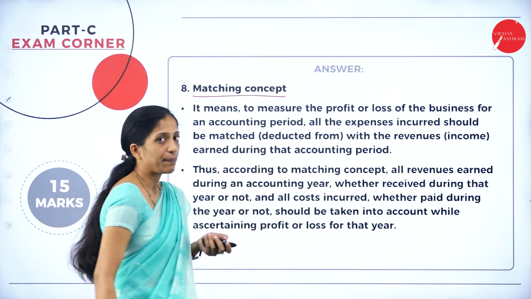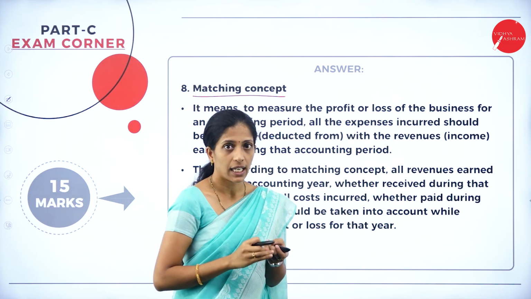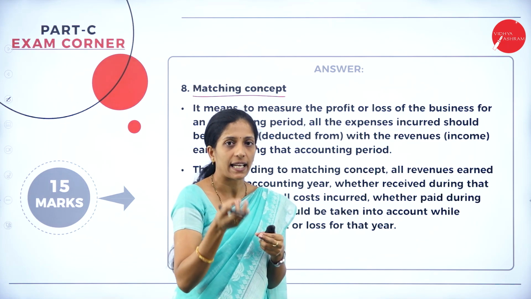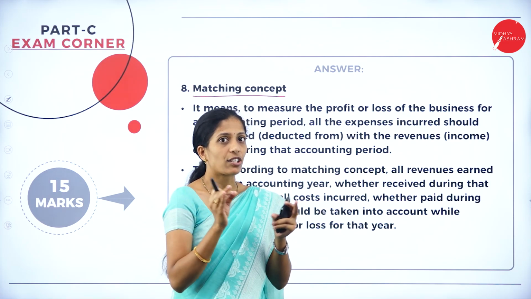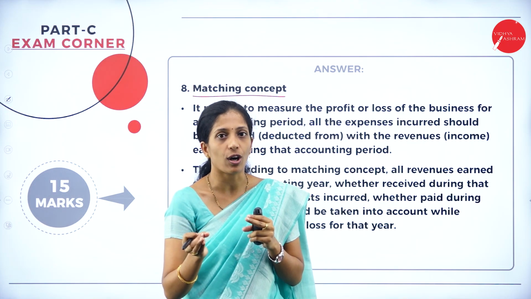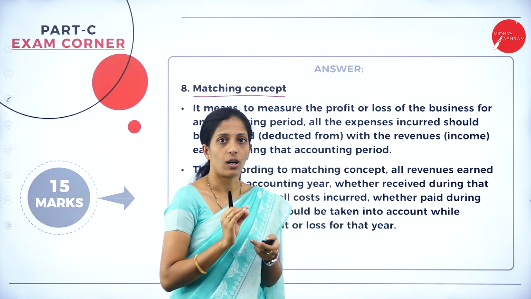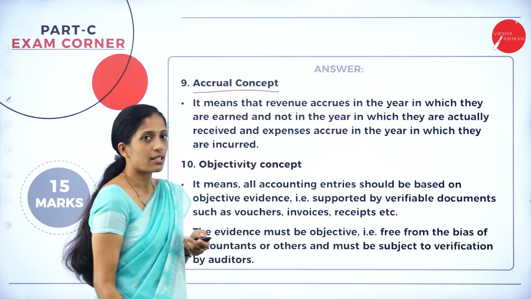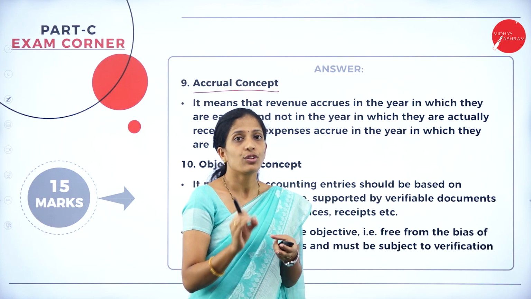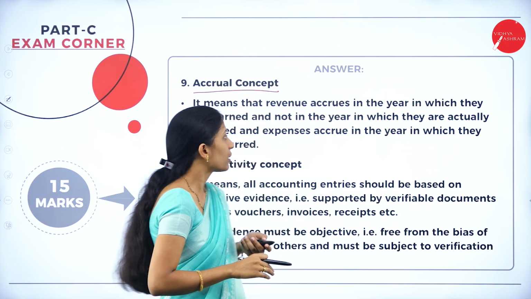Next one is matching concept. Here we match the total expenses with the total income. If the expense is more than income, then it is loss. If the income is more than expenses, then it is profit. So matching concept tells us we match the total income with the total expenses of an organization in that particular period in order to know the net profit or net loss of the organization. Next, accrual concept. It also tells us we record the transaction when it has actually incurred, not when we make the payment or receive the amount. So that is your accrual concept.